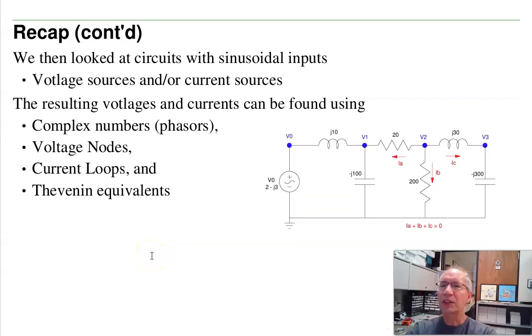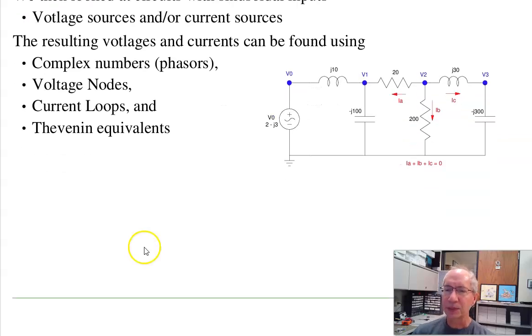Now, when we look at circuits with sinusoidal inputs, meaning voltage sources and/or current sources that are sinusoids, you get the same results, only now with complex numbers. You use phasors to represent the voltage sources, impedance of the inductors, and impedance of the capacitors as a complex number, i.e. a phasor. At that point, you can then use the same approaches we used at DC. I can use voltage nodes, current loops, Thevenin equivalents. All those approaches work for AC just like they did at DC, only now with complex numbers.